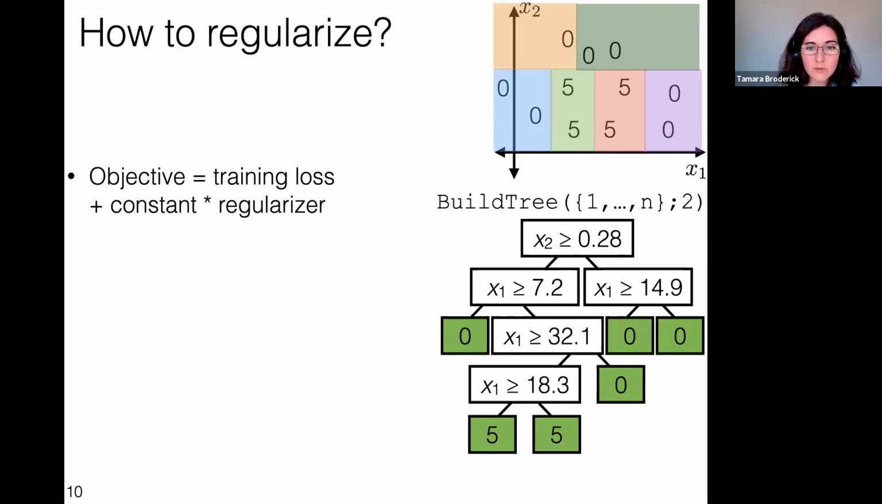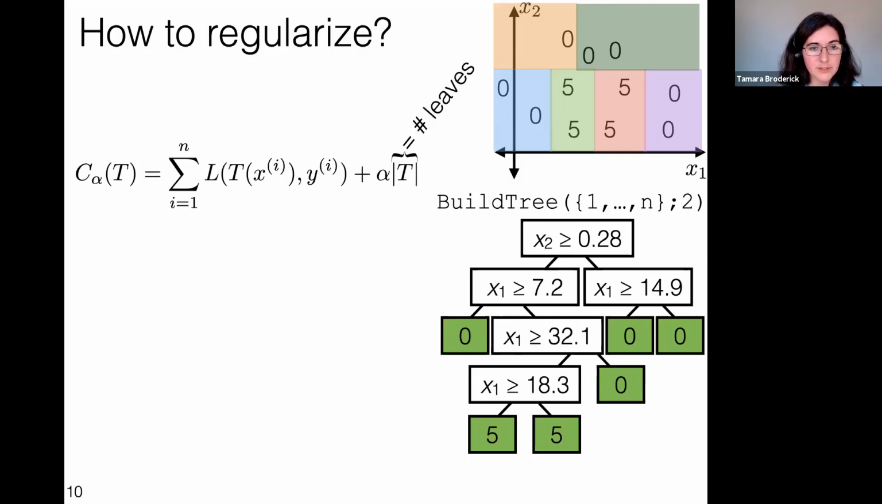Based on our discussions so far, a natural thing to penalize is bigger, more complex trees. And so we might say our penalty is going to be on trees that have more leaves. If you have more leaves, you have to pay for that somehow with training loss. You have to have a better training loss.